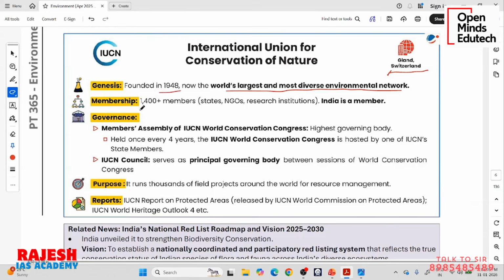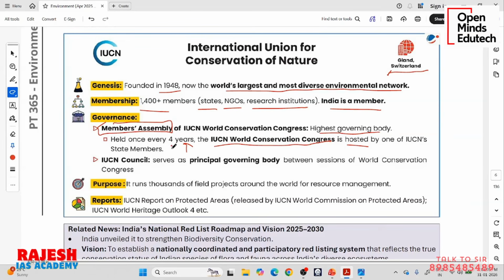Okay. Membership is 1400. As I told you, states, that means countries, NGOs, research institutions, anyone can be a member, and India is a member. And they have a body called the Members Assembly. This Members Assembly is the highest governing body. It meets at the IUCN World Conservation Congress, which is held once every 4 years. And this time it is being held by whom? It is the UAE. Okay, hosted by one of the IUCN members, held every 4 years.